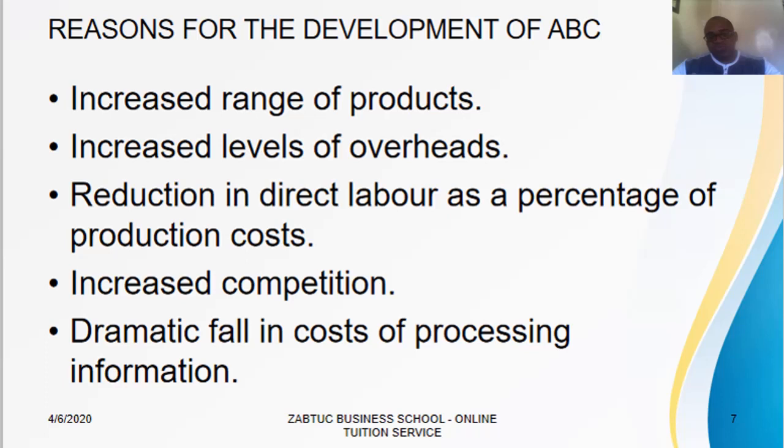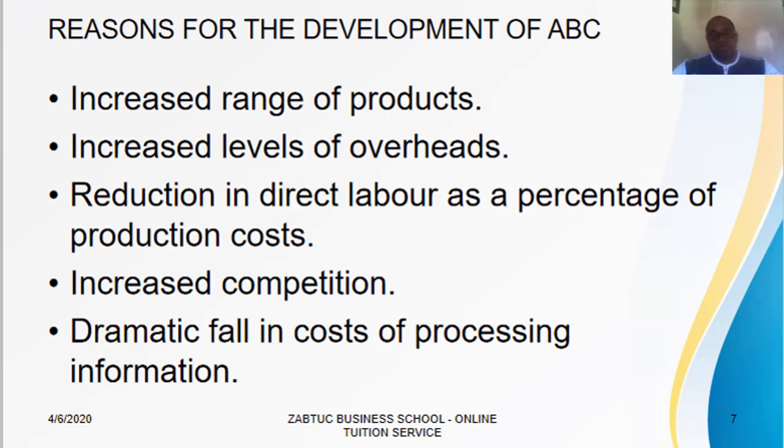So some of the features you would look for in situations where you can use ABC include one, where we've got a broad range of products, different products, not just a single product. And these products also should have varying levels of complexity or features. Some are very complicated, some are very basic. If you have such a situation, ABC would help to attribute the cost correctly in relation to the product complexity.